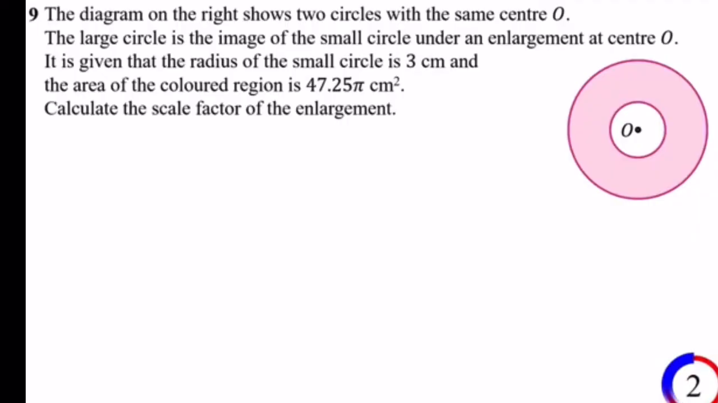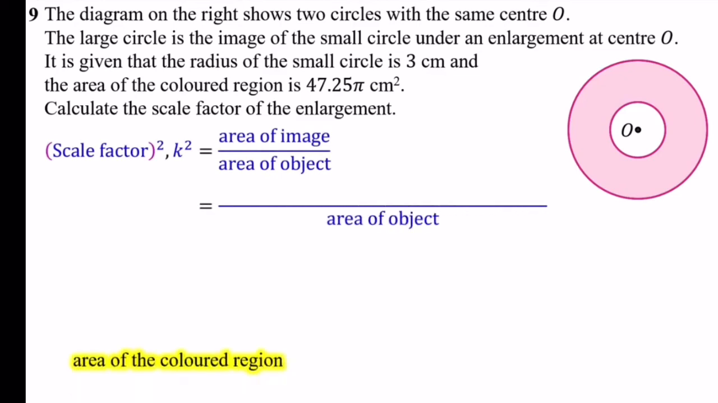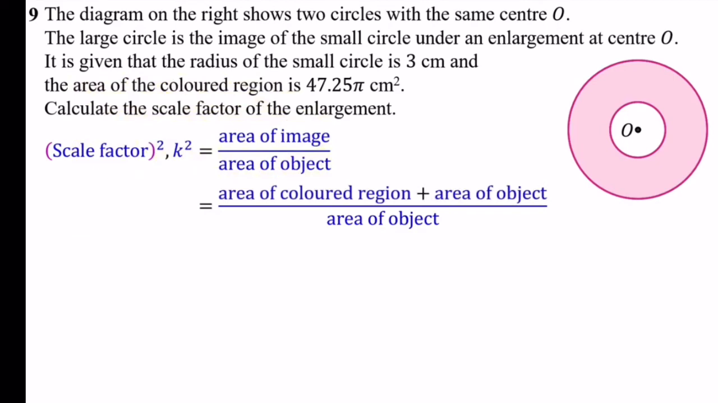The next question is question number 9. The diagram on the right shows two circles with the same center O. The large circle is the image of the small circle under an enlargement at center O. It is given that the radius of the small circle is 3 cm and the area of the shaded region is 47.25 pi centimeter squared.